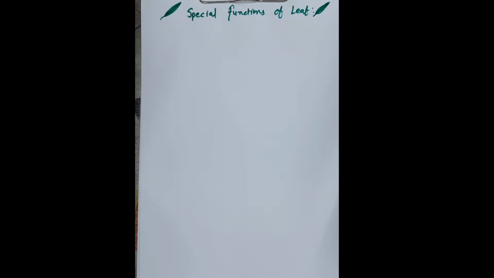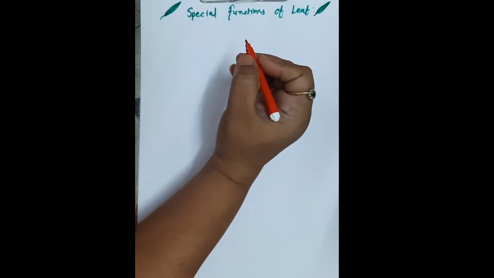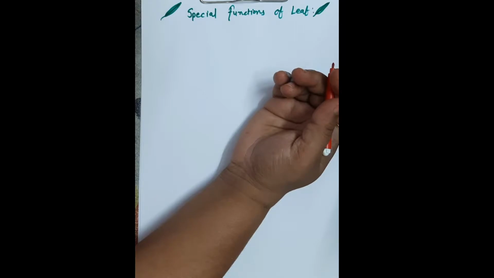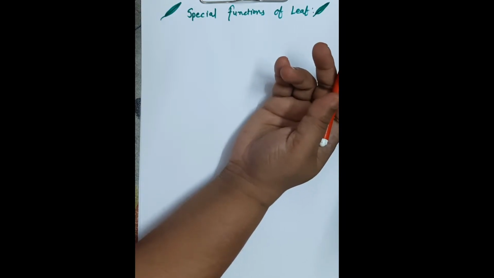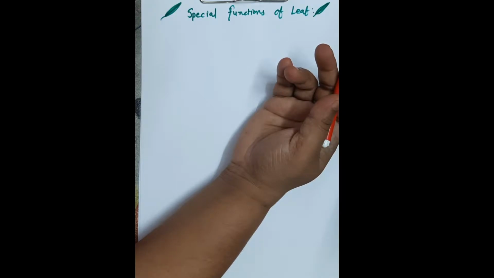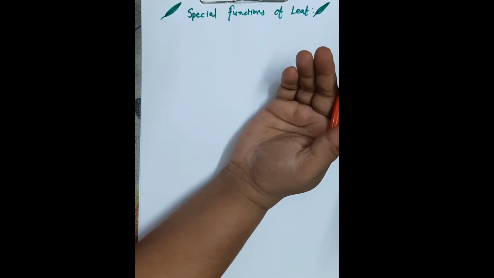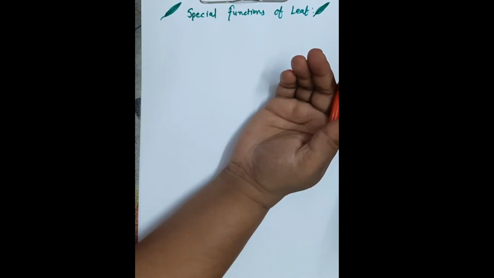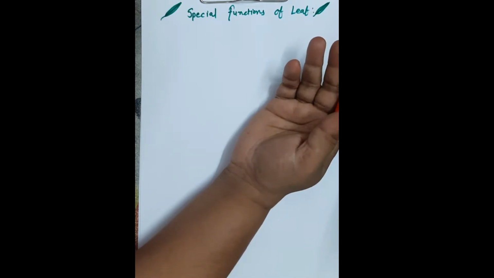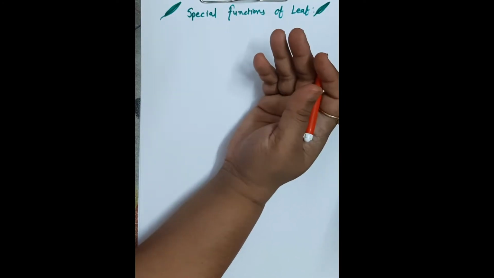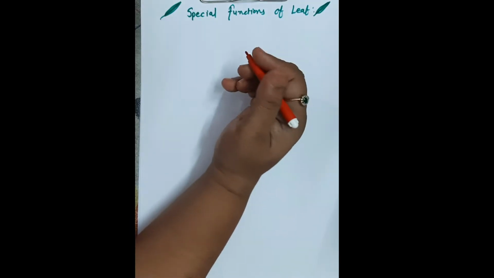Today in this lecture we'll discuss the special functions of the leaf. As we know, the normal functions of a leaf are to prepare food by carrying out photosynthesis, second, to arrange gaseous exchange for respiration, क्योंकि लीफ में जो स्टोमेटा है उसके थ्रू gaseous exchange होता है. And even the loss of water in the form of water vapor, that is transpiration, also occurs with the help of leaves. So leaves carry out photosynthesis, exchange of gases, and even transpiration.